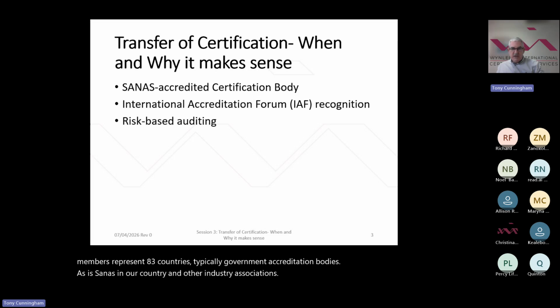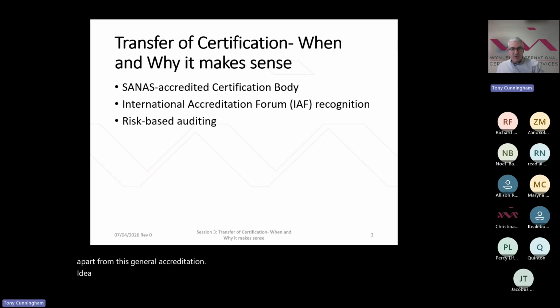Now, I want to draw to your attention the fact that there are two key services that they offer, apart from this general accreditation idea of discussing and invoking rules for the accreditation bodies around the world.